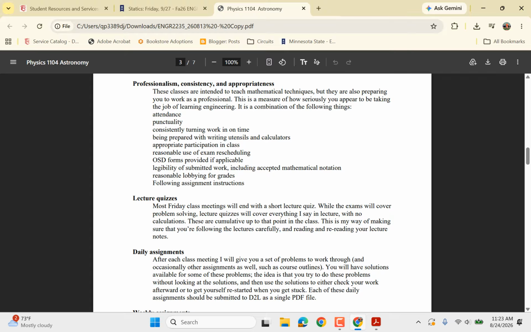Reasonable lobbying for grades is fine. If I made a mistake grading an exam, I want to get it right. But that can turn the corner into, you only gave me 3 out of 6 on this problem, and I think it should be 4 out of 6. If every single exam we're having that conversation, I don't think that's a good habit to get into.